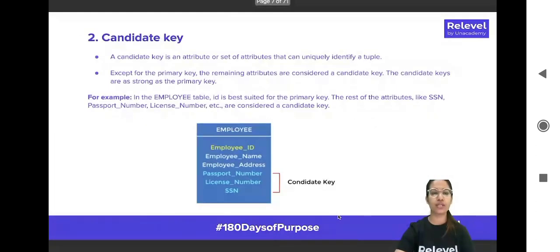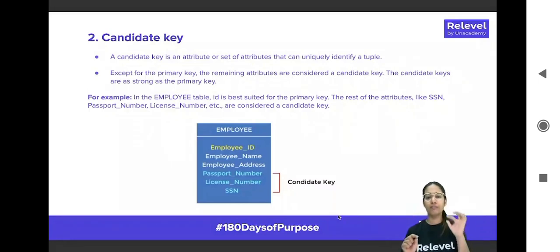Let's talk about a new key now, which is candidate key. I think we kind of touched upon this a little bit in the last key as well. So a candidate key is an attribute or set of attributes that can uniquely identify a tuple. A tuple is nothing but a particular row only. Okay. Now, except for the primary key, the remaining attributes are considered as candidate keys. The candidate keys are also as strong as the primary key.